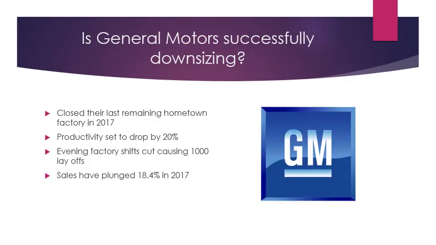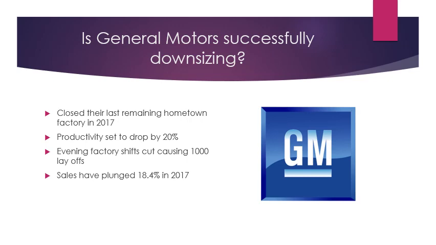Is General Motors successfully downsizing? Last October, General Motors announced that it would close its last remaining hometown factory, the Detroit Hamtramck assembly plant. This closure resulted in the termination of 1,500 workers. Whilst the intention has been to reopen and resume production, 200 staff will not return and productivity will drop by 20%.